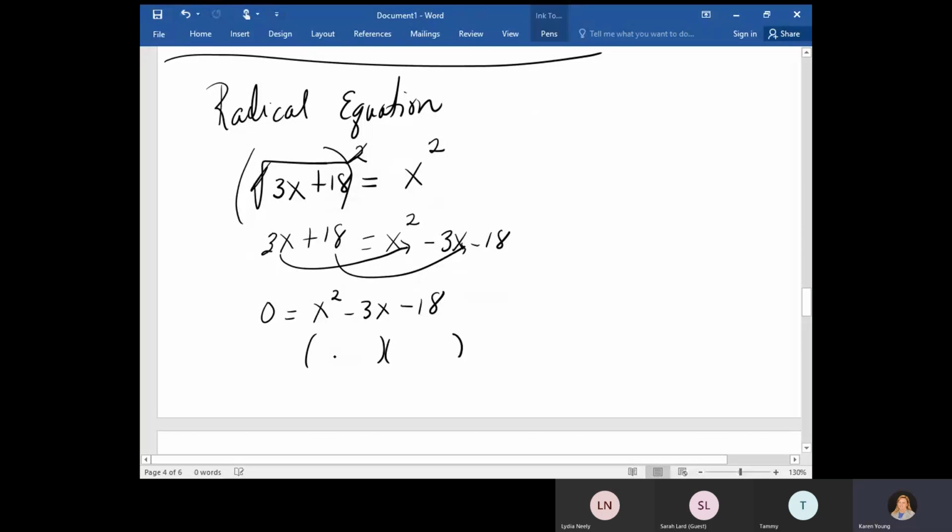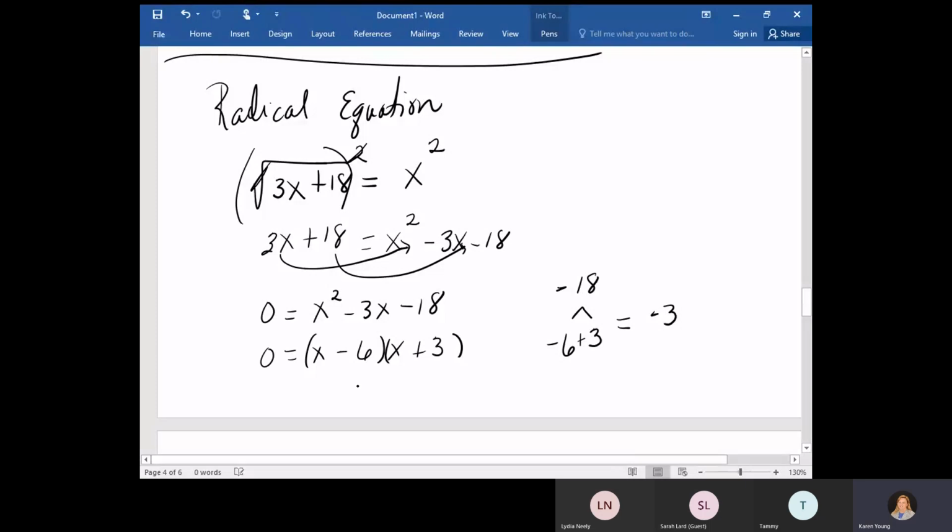I've got an x squared, so I know my first factors are going to be x and x. Then I want to know what my numbers are that are going to multiply to be negative 18 and add to be negative 3. So it's multiplying to be the end term, adding to be the middle term. Negative 6 and positive 3. Negative 6 times 3 gives me the negative 18. Negative 6 plus 3 gives me negative 3. So I have x minus 6 and x plus 3.